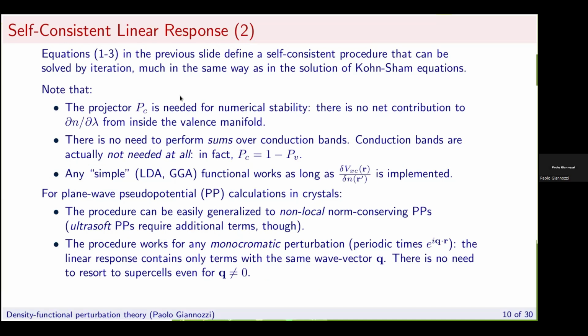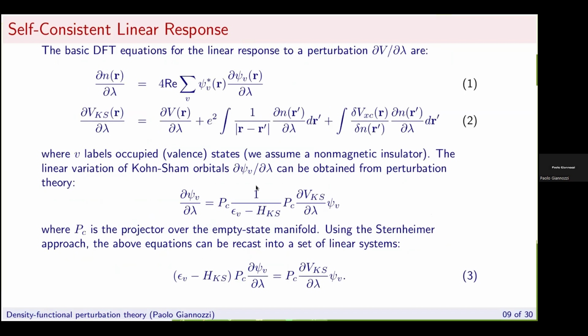So just a few remarks. First of all, the projector on conduction states is actually needed only for numerical stability, because if you mix valence states, within the valence state manifold, nothing changes, but numerical stability is needed to get rid of those contributions. In fact, notice that this one over epsilon valence minus the Kohn-Sham Hamiltonian would be singular on psi v, on valence states.